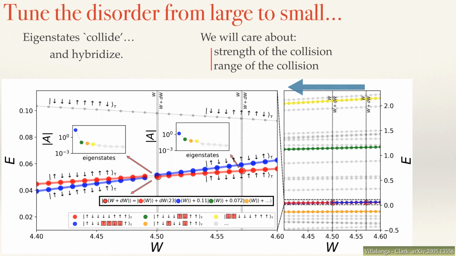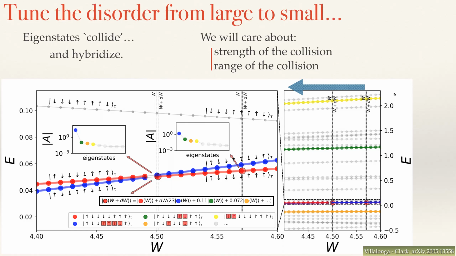Well, as we tune W, they're going to collide, right? They're going to collide and hybridize into each other. And so we're just going to watch thousands of eigenstates collide and hybridize all the way down. This is not looking at the low-lying eigenstates. This is looking at the whole spectrum. Okay. And we will care about two things. We'll care about the strength of these collisions, and we'll care about the range of the collisions.